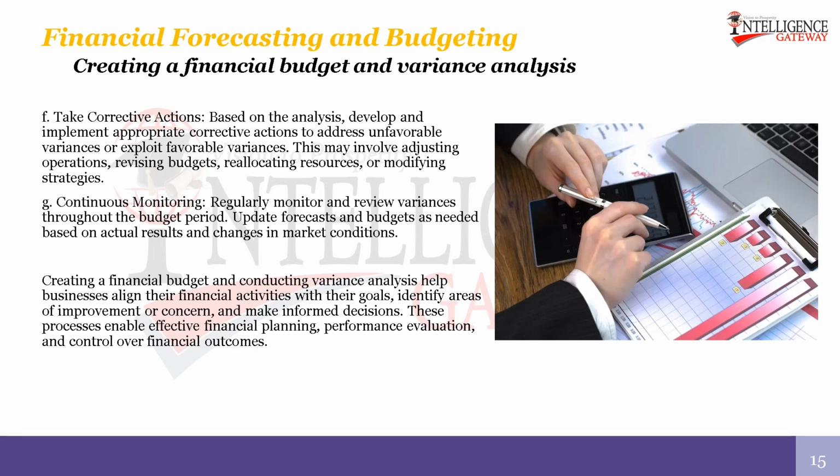G. Continuous monitoring. Regularly monitor and review variances throughout the budget period. Update forecasts and budgets as needed based on actual results and changes in market conditions. Creating a financial budget and conducting variance analysis help businesses align their financial activities with their goals. Identify areas of improvement or concern and make informed decisions. These processes enable effective financial planning, performance evaluation, and control over financial outcomes.